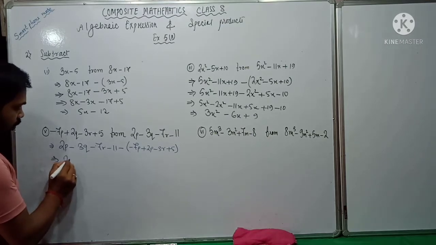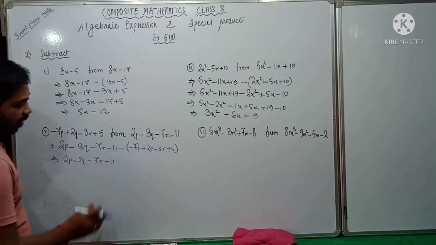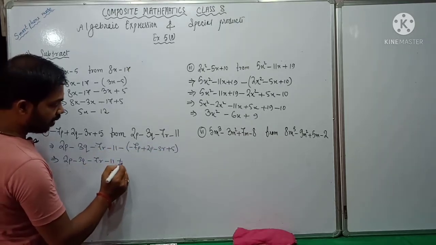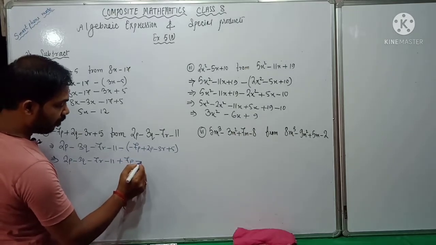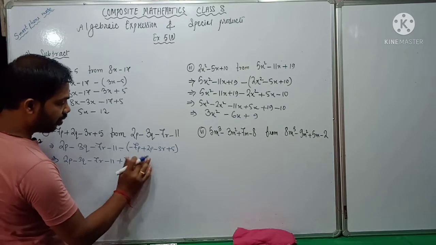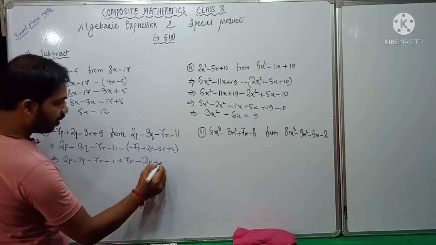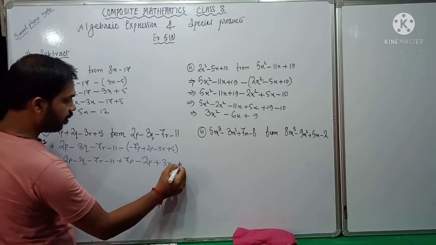So it is 2p minus 3q minus 7r minus 11. Now multiply the sign first. So minus minus will be plus 7p. Again this minus will be multiplied with plus, then minus plus is minus. So it is 2p, again minus minus is plus 3r, and minus plus is minus 5.